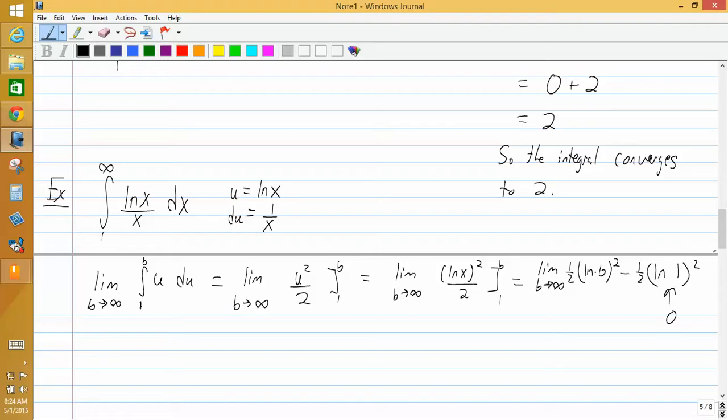However, there's no way to rewrite this, and so I'm going to have the natural log of infinity squared. Natural log of infinity is infinity. Squared is infinity. Alright, so the integral diverges.